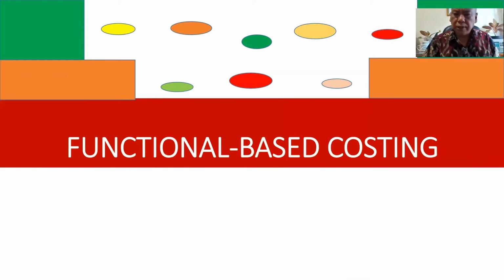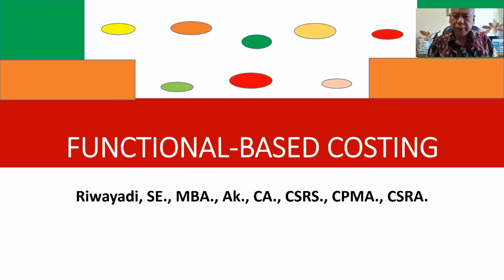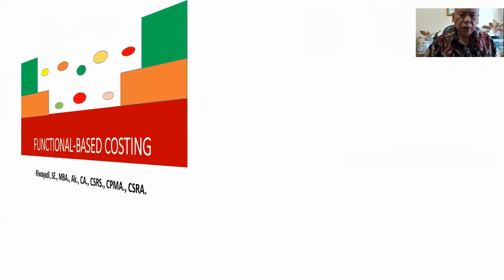Hello everyone. Now we will discuss functional based costing. Another name for this costing is traditional costing. So how do we calculate the product costs if you are using traditional costing, or functional based costing? So how do we assign the direct raw material cost to the product?